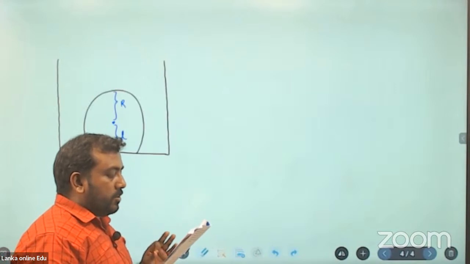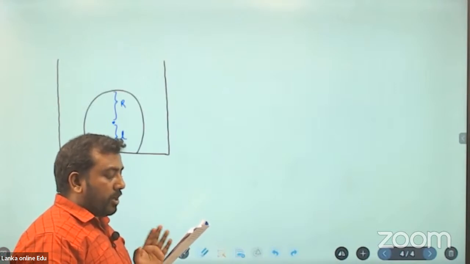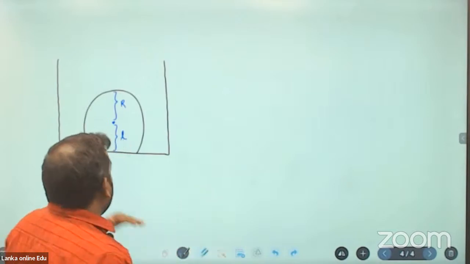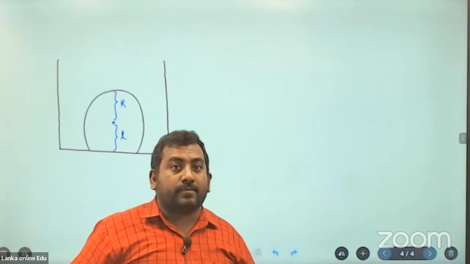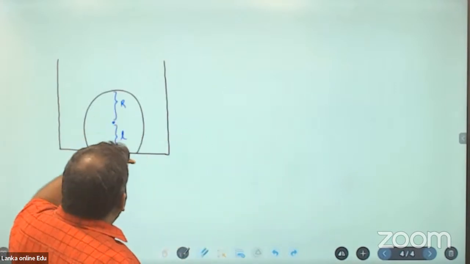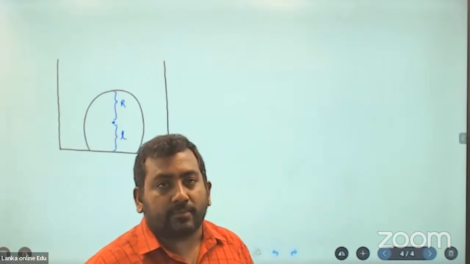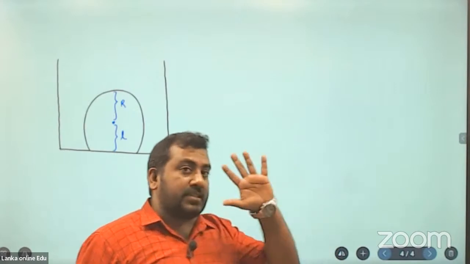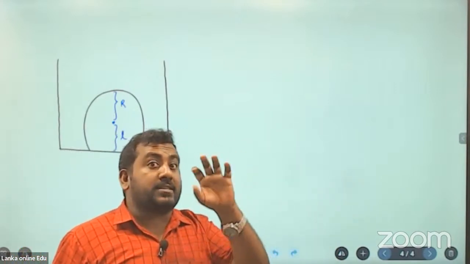Now the tank is slowly filled with water. Assume that the truncated sphere is fixed to the bottom. If it's fixed to the bottom, now tell me, is water touching the bottom? Water is not touching the bottom. If water is not touching the bottom, you should remember, resultant upward pressure force is your upthrust.